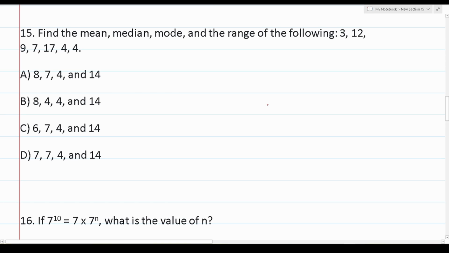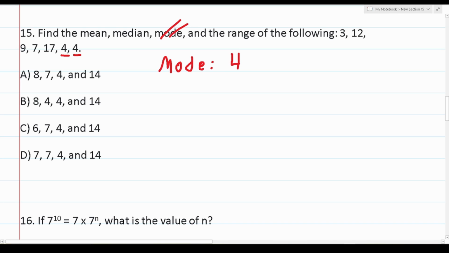All right, number 15 says, find the mean, median, mode, and range of the following: 3, 12, 9, 7, 17, 4, and 4. So let's get started with doing the easiest of all these. Let's start with the mode. And the mode is simply the number that appears the most often. Whereas all the other numbers appear once, we can see that 4 appears twice in this data set. So we know the mode of this data set is going to be 4.